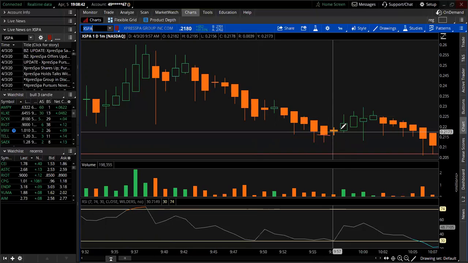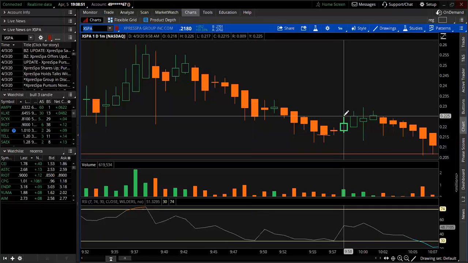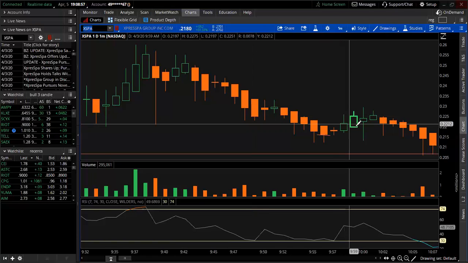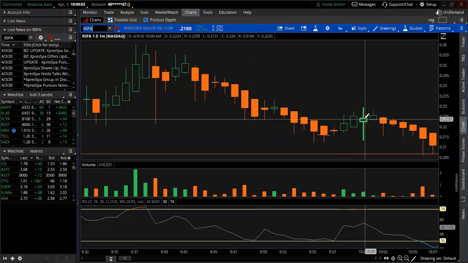Then at 9:58, price opened at 21 cents and 80, 0.2180, and then it went up to 0.225, and then it came back down, and this is where price closed. Then it moves to the next candle. Price opens up here, goes up, closes, and moves on to the next candle.